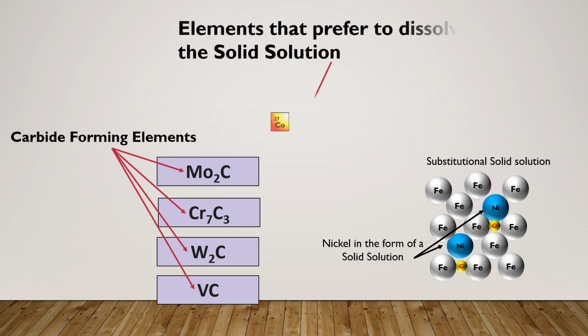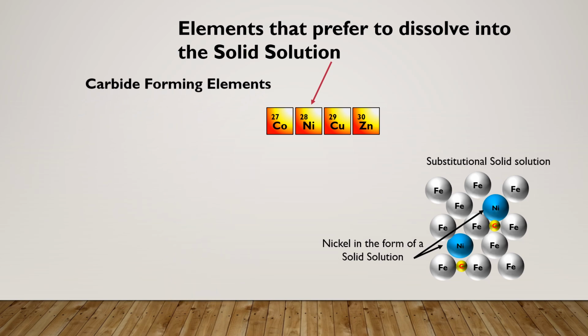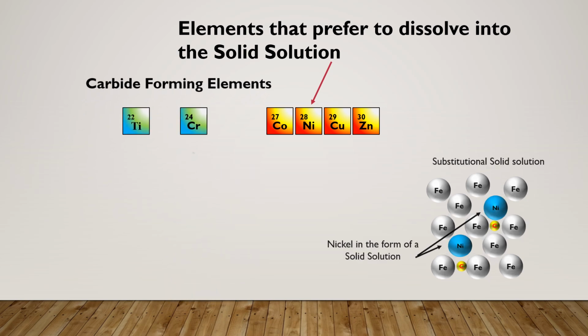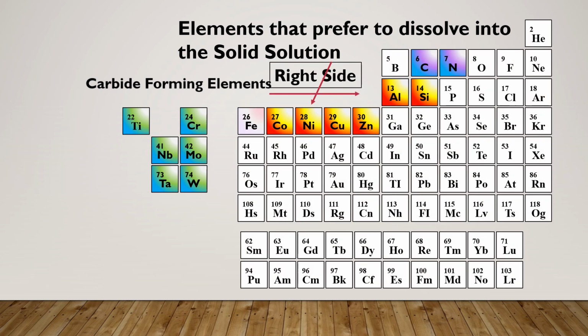Some elements such as cobalt, nickel, copper, and zinc have a preference for dissolving into the solid solution phase when added to the carbon steel. On the other hand, elements like titanium, chromium, molybdenum, tantalum, tungsten, and niobium form carbides when added to carbon steel. There is one simple rule to remember this trend.